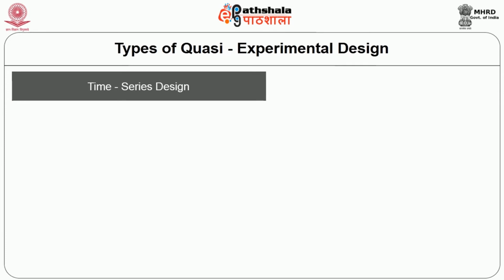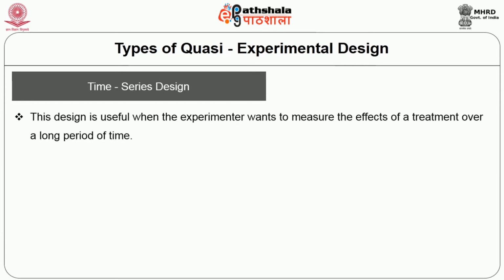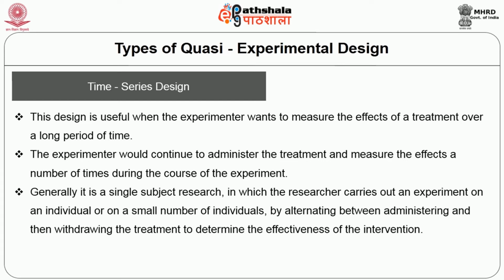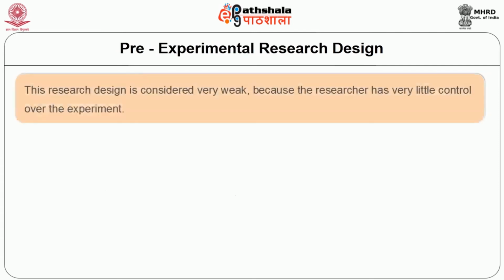So next comes the time series design. Now let us see what a time series design is. This design is useful when the experimenter wants to measure the effect of a treatment over a long period of time. The experimenter would continue to administer the treatment and measure the effects a number of times during the course of the experiment. Generally, it is a single subject research in which the researcher carries out an experiment on an individual or on a small number of individuals by alternating between administering and then withdrawing the treatment to determine the effectiveness of the interventions.